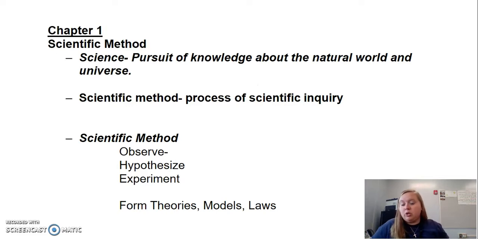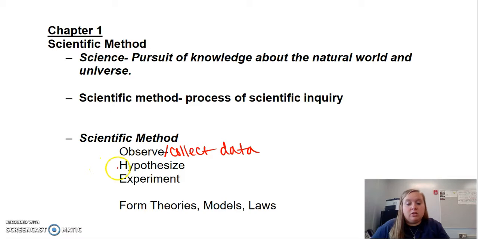Okay, so Chapter 1 in your book first looks at scientific method, and science by definition is the pursuit of knowledge about the natural world and the universe. And the scientific method, I'm sure that you've learned throughout the years to have multiple different parts. I'm going to condense it into only 3 components. The first part of the scientific method is to observe, or I'm going to also add that you're going to be collecting data during this section.